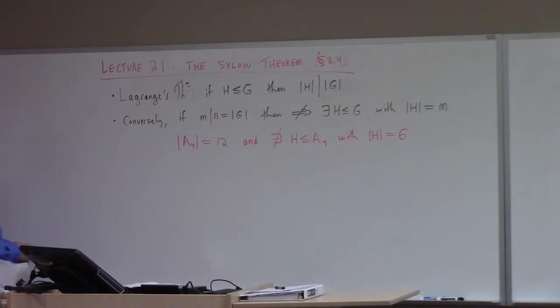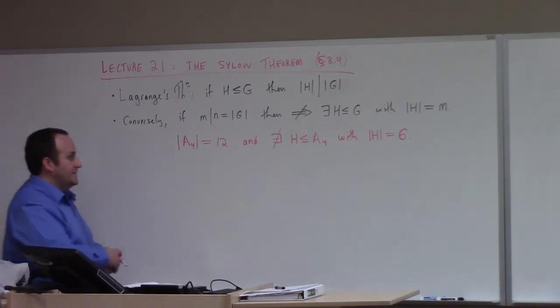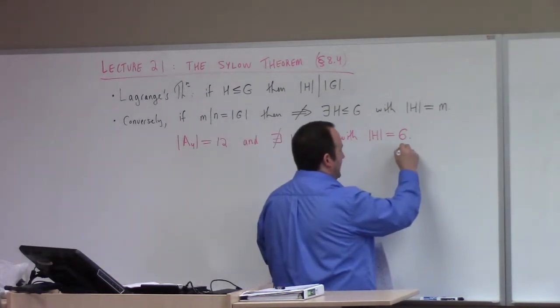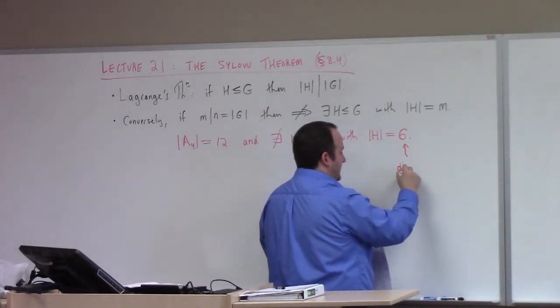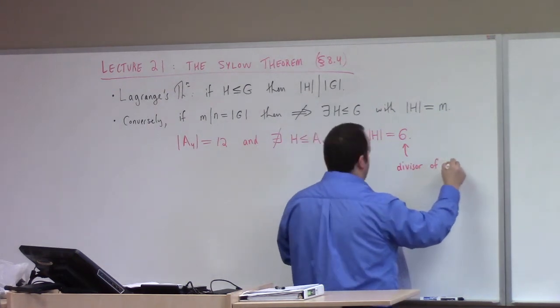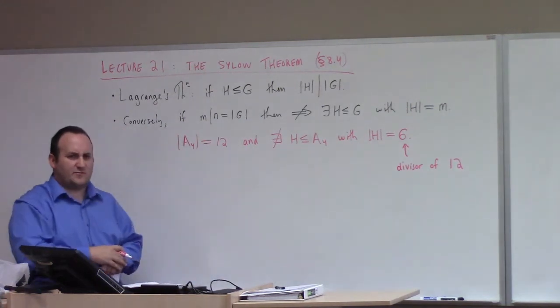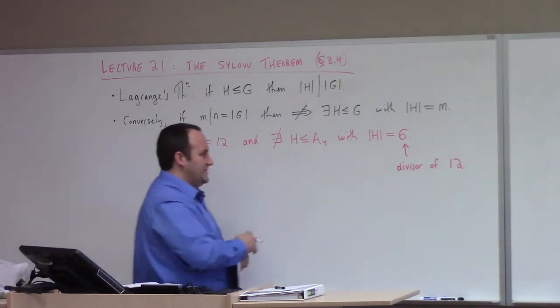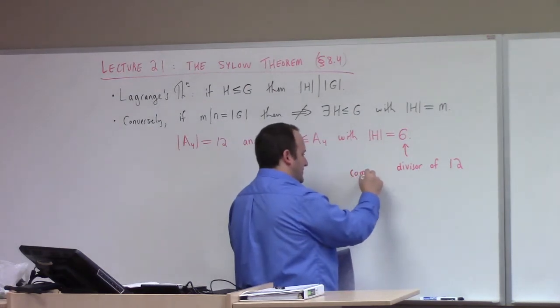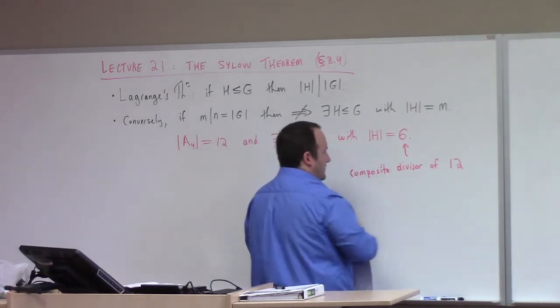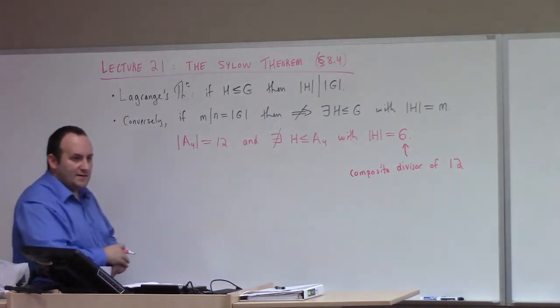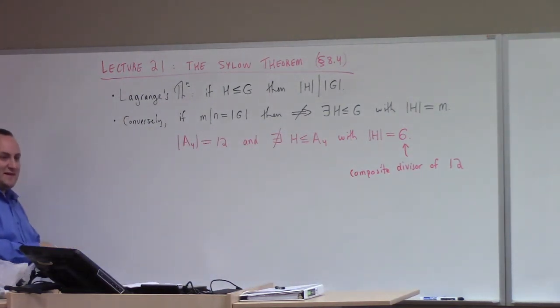But there's something kind of suspicious about this divisor. This is a divisor of 12, surely. But what kind of divisor is it? Is it a prime divisor? No, this is a composite divisor, formed by 3 and 2. And it turns out that if you insist that the divisor is a prime power divisor, then in fact the converse of Lagrange's theorem is true.